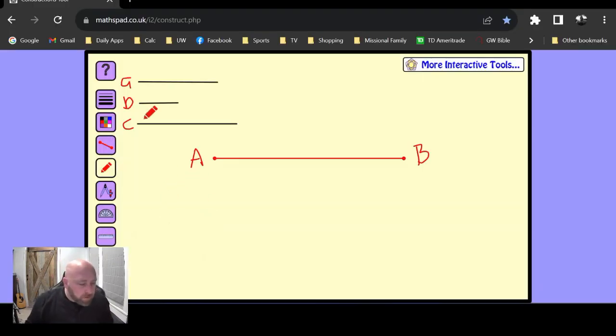All right, so what we want to do here is chop this line, this AB line, into segments that are proportional to little letters A, B, and C right here.